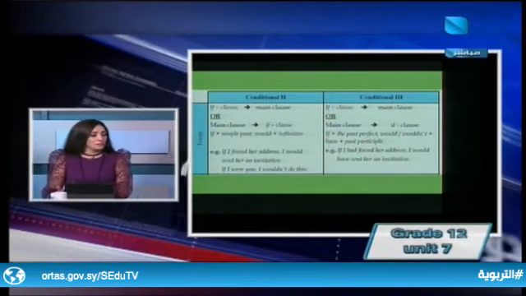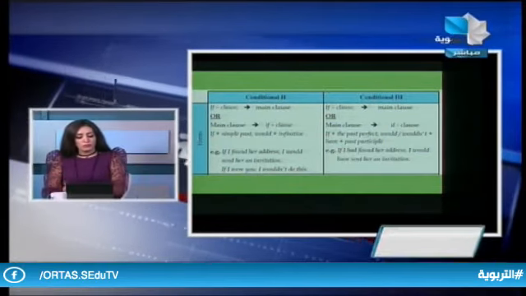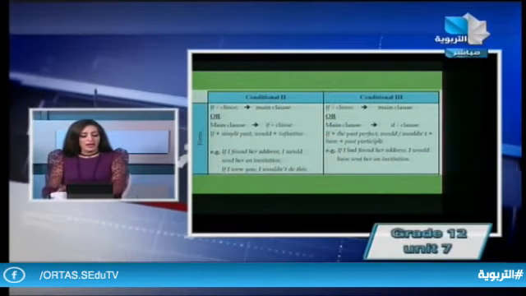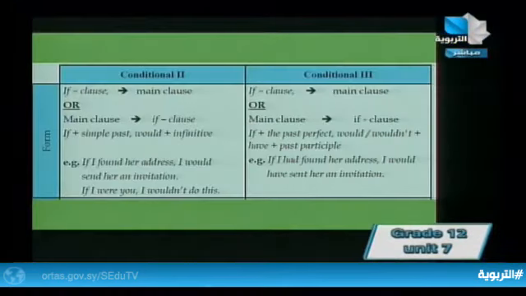Concerning conditional type 3, we've got if plus past perfect, and we've got would plus have plus past participle. Would or wouldn't, have of course, plus past participle if we've got a negative. Example.